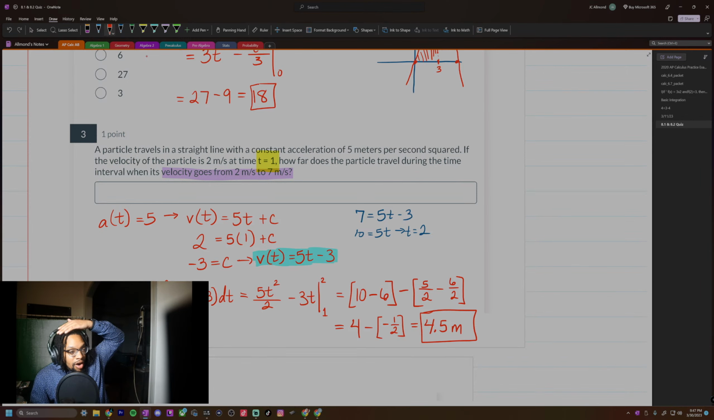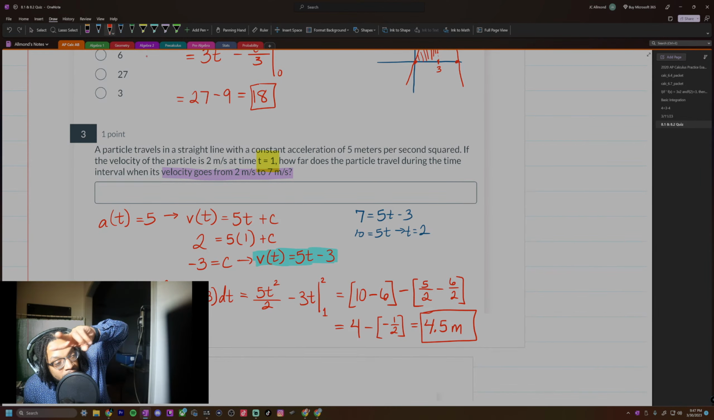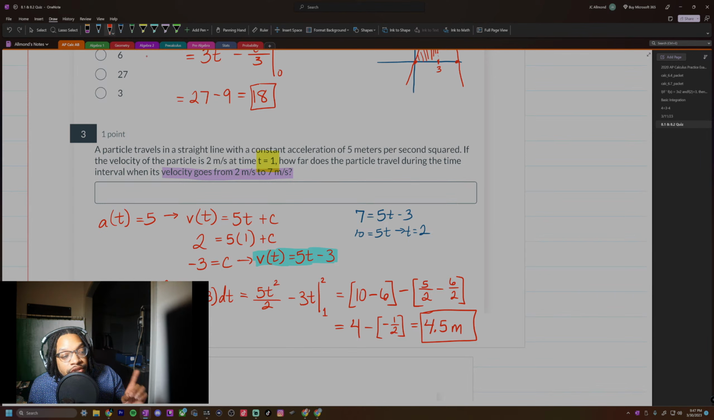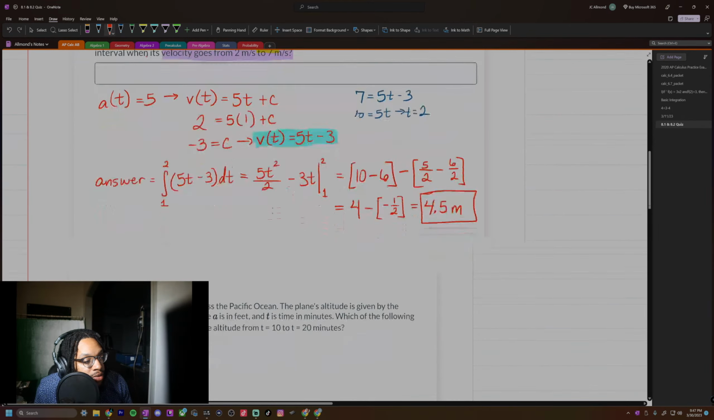Okay. I think the hard part is just setting it up, because again, you gotta integrate twice. Once to get your velocity, and then once to get your position. But first of all, you got to find your C value, and then you got to find both of your bounds. Actually, no, I take that back. You really only got to find one of your bounds, because I low-key gave you your first bound. So yeah, 4.5 is my answer for that one.